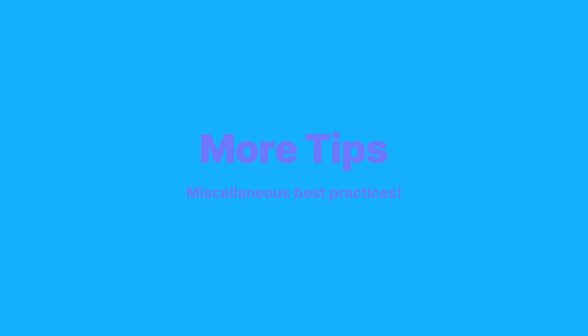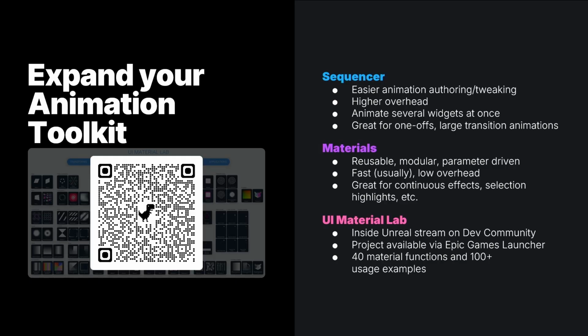Cool. And with that, I have a couple final random tips to share with you, some good best practices that are worth talking about but didn't really fit in anywhere else. First of all, animations. I didn't really dive into it, but you should expand your animation toolkit. There are 2 main ways that you can do animations in UI. The first is the regular way, the animation panel in the UMG designer. That's going to use sequencer, it's going to drive parameters, it's going to work really well and be easy to use. There is a higher overhead with that.